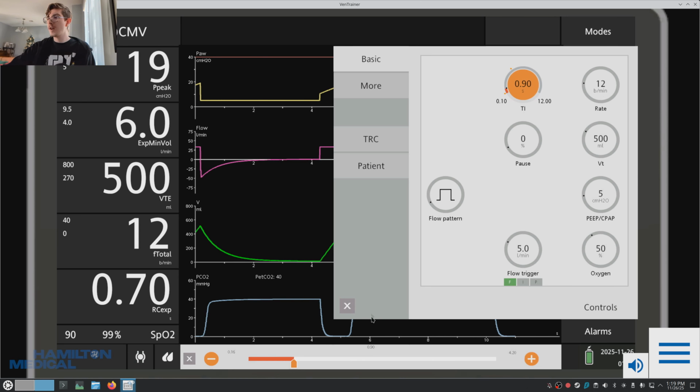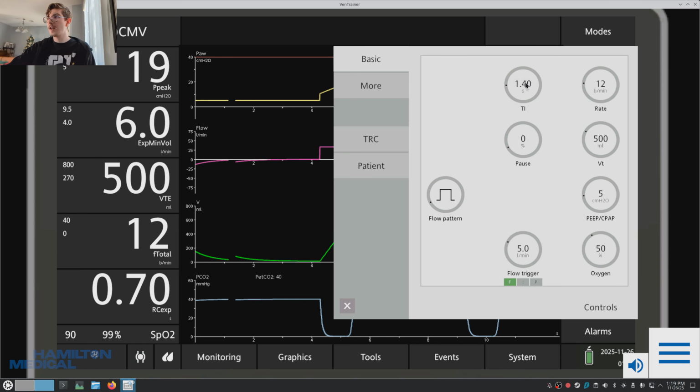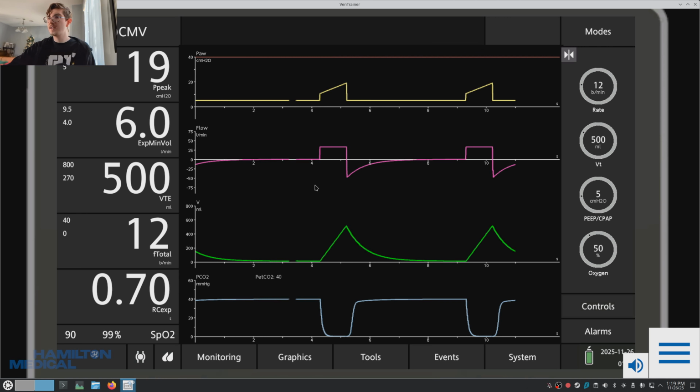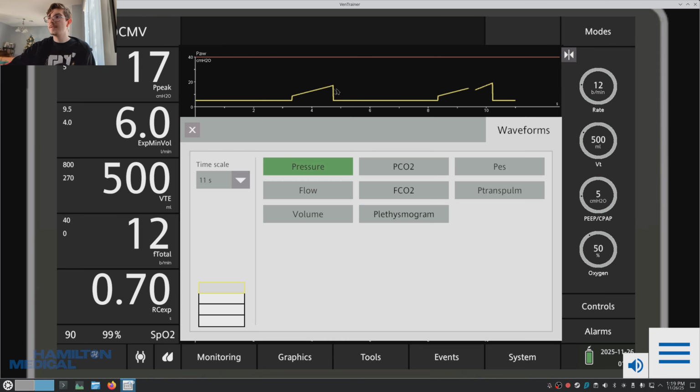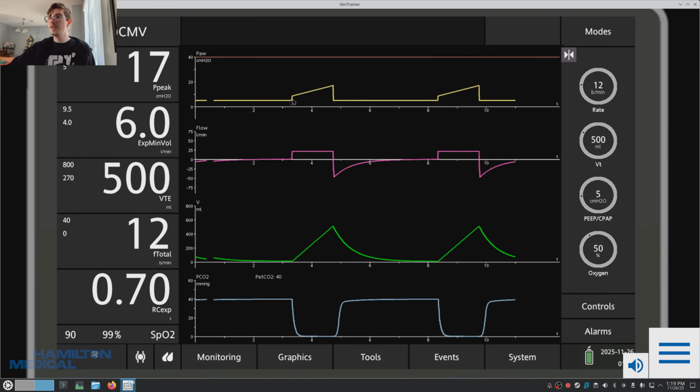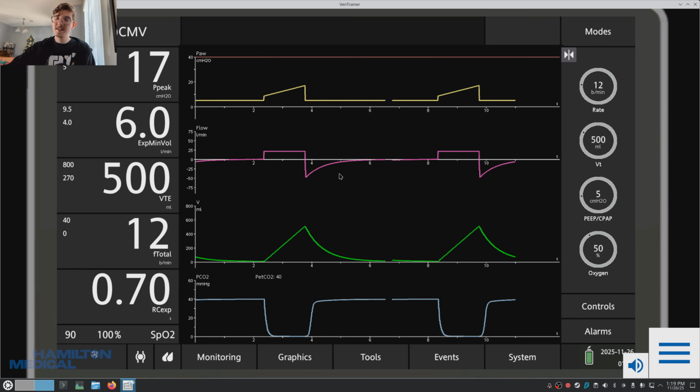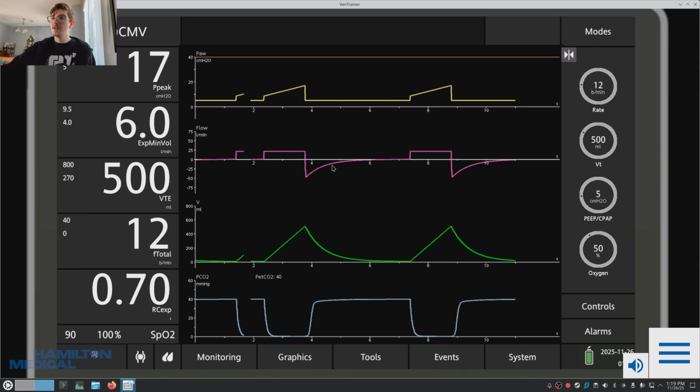If we drag out the I time, let's drag it out to 1.4, we're going to see our flow drops significantly. Our peak pressure is a bit lower too, because now our flow is lower, so our airway resistance is lower. Now plateau pressure is still rising, but there is now less airway resistance. But with volume control, we can never get our airway resistance to 0.